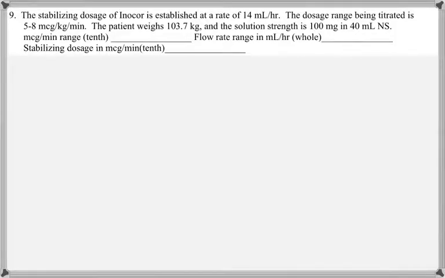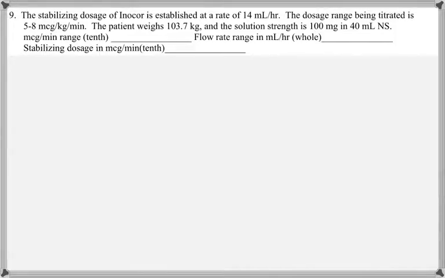Question number 9 says, the stabilizing dosage of Inocor is established at a rate of 14 ml per hour. The dosage range being titrated is 5 to 8 micrograms per kilogram per minute. The patient weighs 103.7 kilograms, and the solution strength is 100 milligrams in 40 mLs NS. They want us to find the microgram per minute range, the range in ml per hour, and the stabilizing dosage in mcg per minute. So there's a ton of information here.